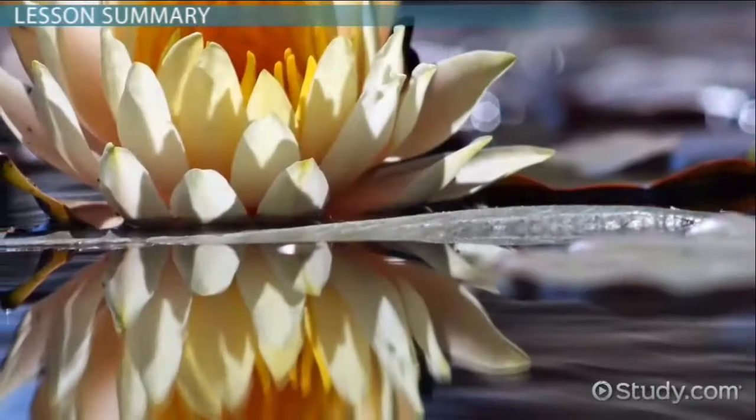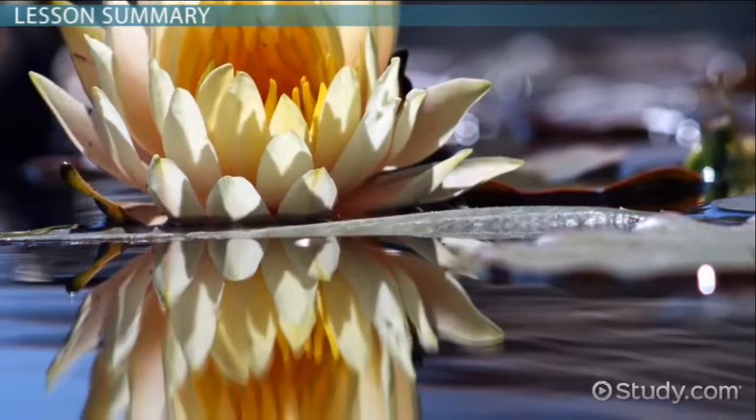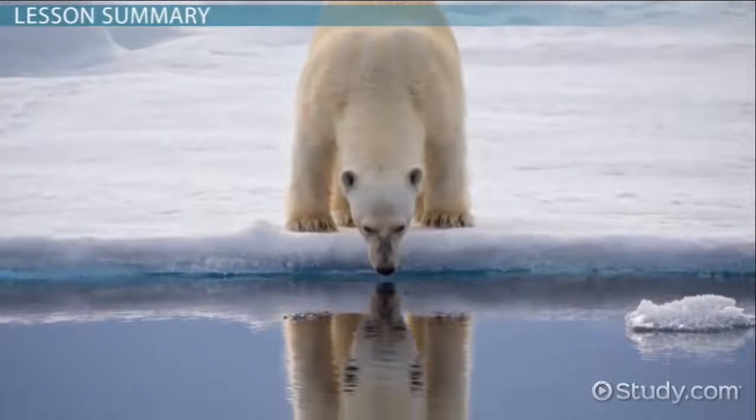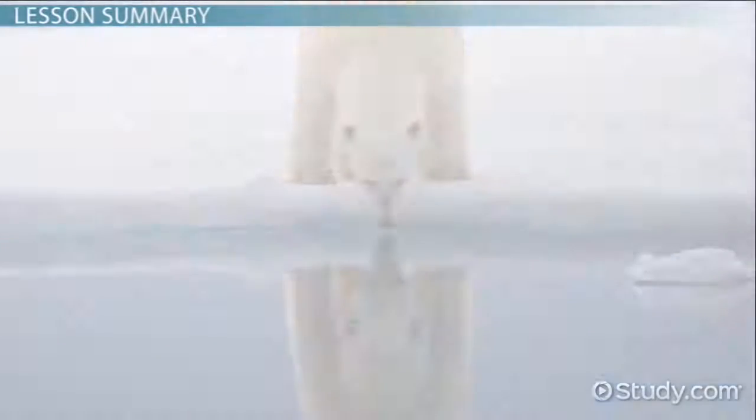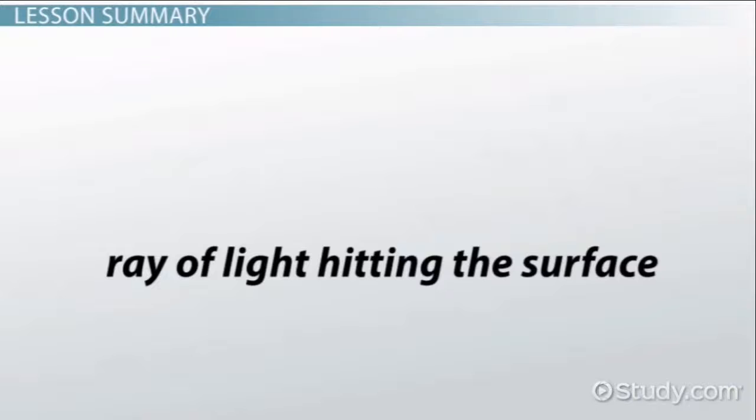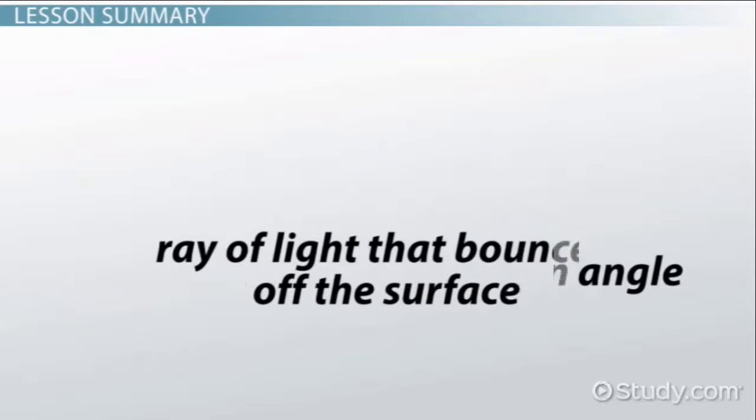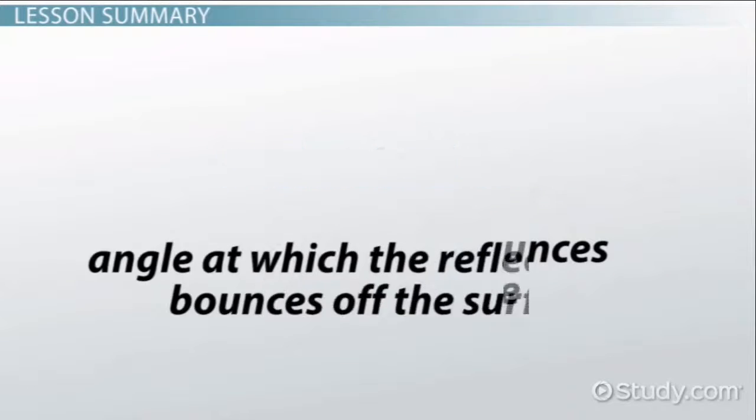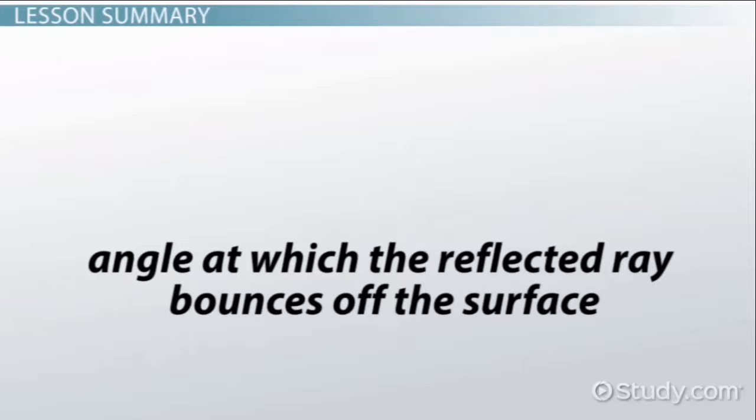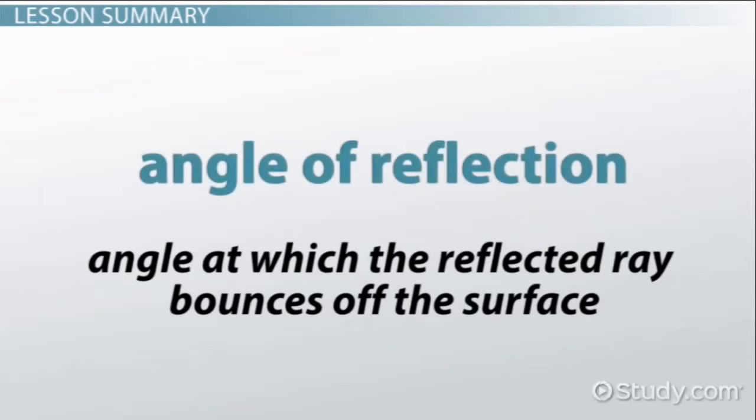Reflection is when light bounces off the surface of an object, and all reflected light obeys the law of reflection. The ray of light hitting the surface is called the incident ray. Where the incident ray comes in at an angle is called the angle of incidence. The ray of light that bounces off the surface is called the reflected ray, and the angle at which the reflected ray bounces off the surface is called the angle of reflection.